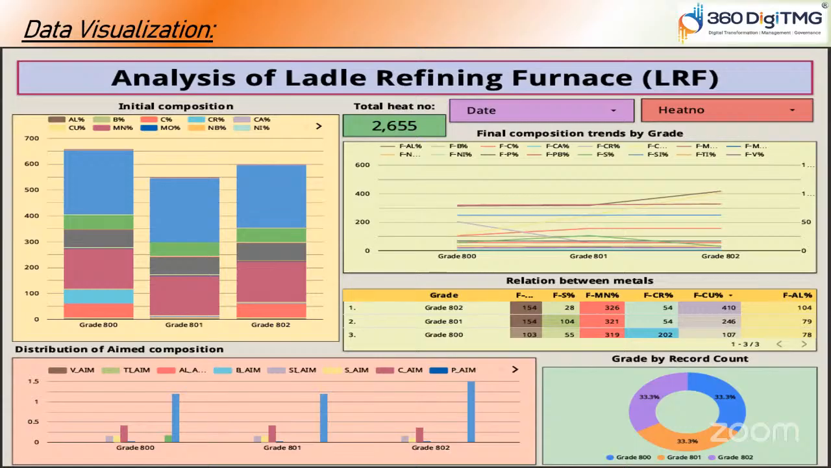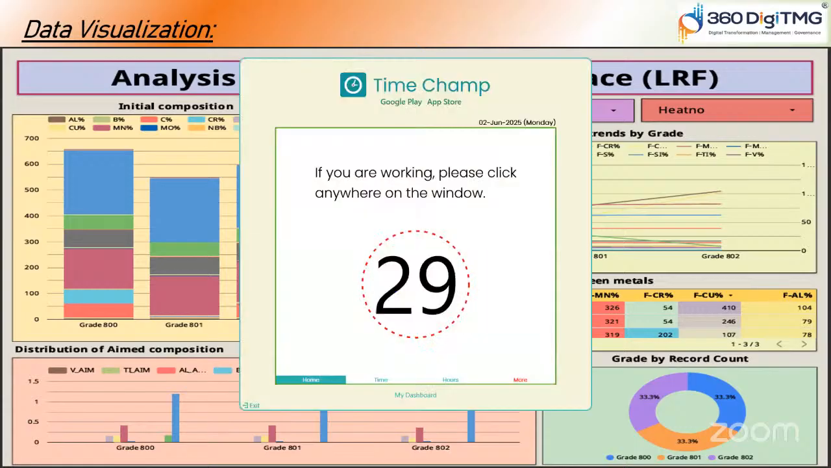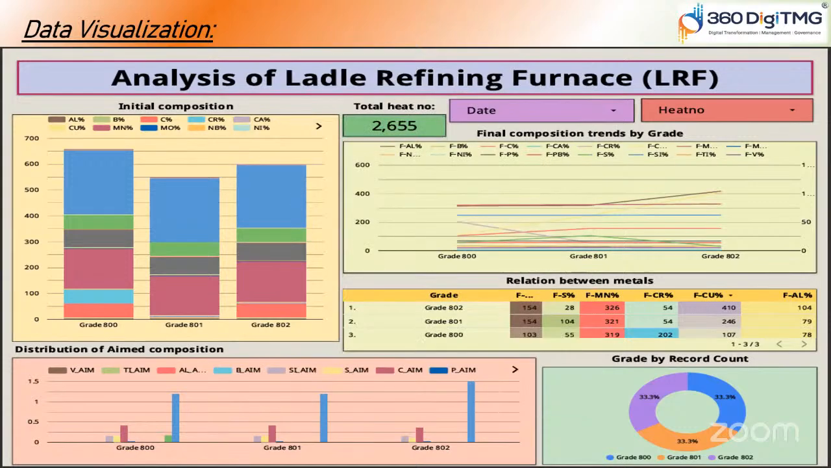And one more question. Can we predict alloy usage for further heats? Can we predict? Yes. With enough data, a regression model could be built using historical trends to predict alloy demand per grade per day.